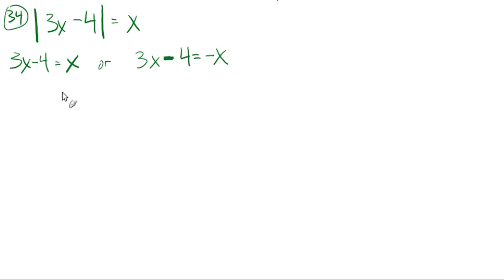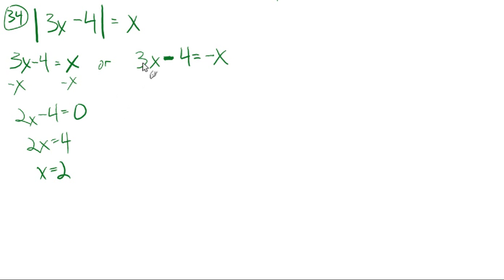So now we just solve both equations. We'll subtract x from both sides. It's probably the easiest thing to do. 3x minus x is going to be 2x. Minus 4 equals 0. 2x equals 4. x equals 2. There we go. If x is 2, then both sides of this equation will be equal.